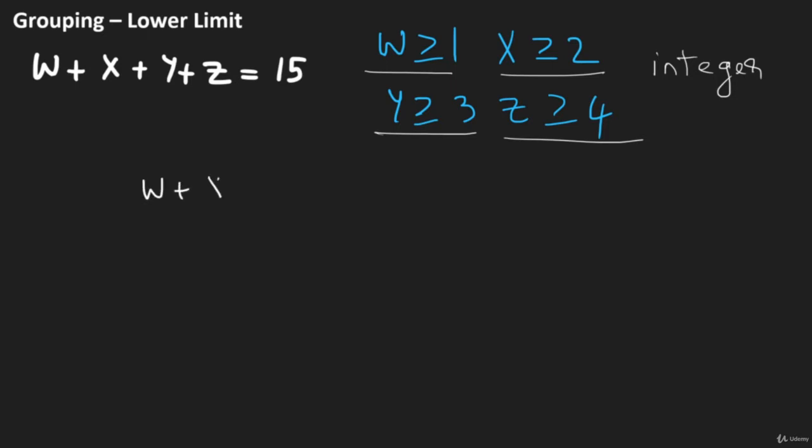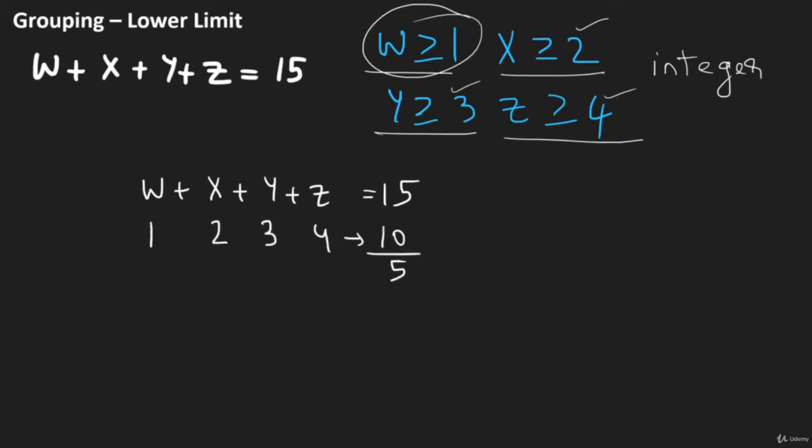It's given that W plus X plus Y plus Z has to be equal to 15. Now, because W has to be greater than or equal to 1, X greater than or equal to 2, Y greater than or equal to 3, and Z greater than or equal to 4, let me give 1, 2, 3 and 4 to these 4 variables. So 1 plus 2 plus 3 plus 4 is equal to 10. 15 minus 10 is equal to 5. So I'm left with 5, and I just need to follow the same process for these 5.